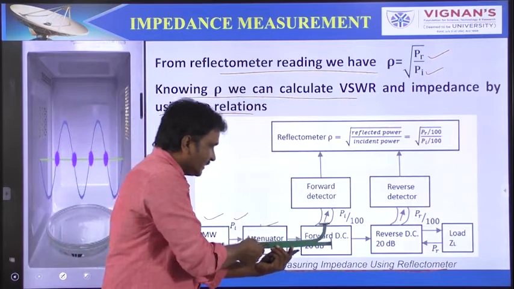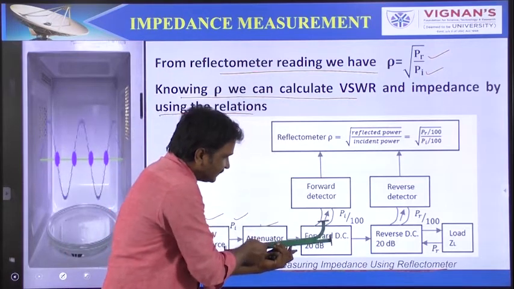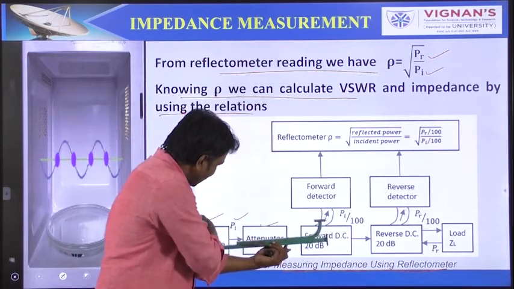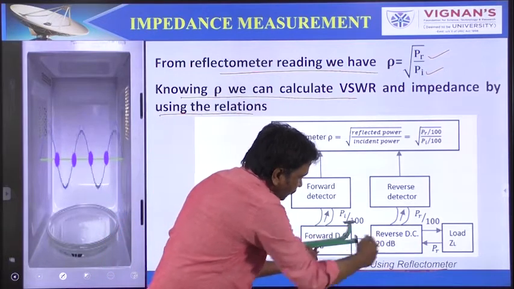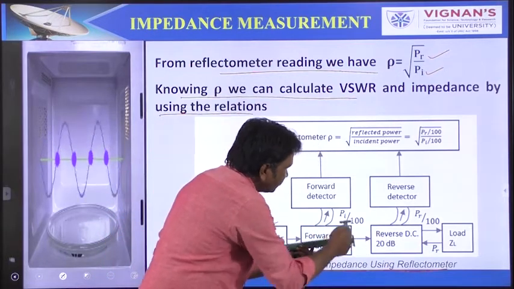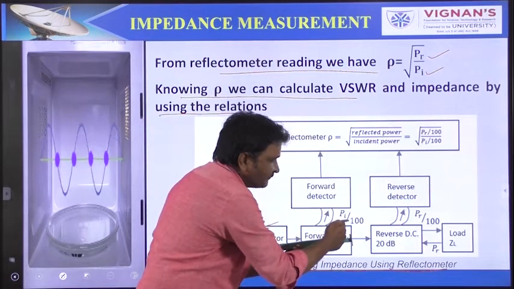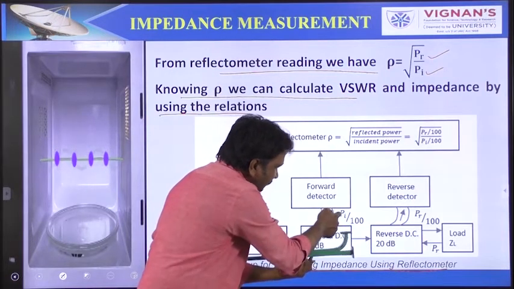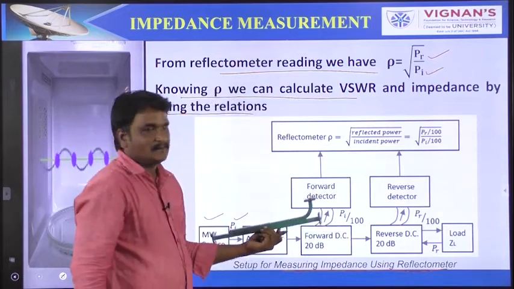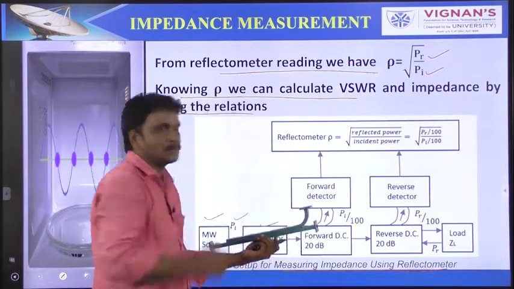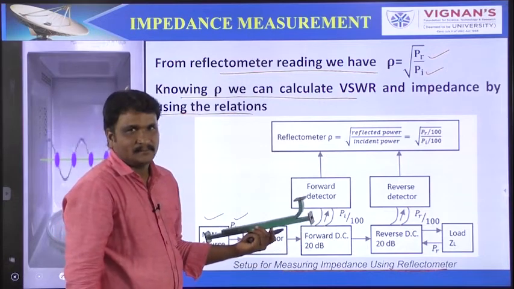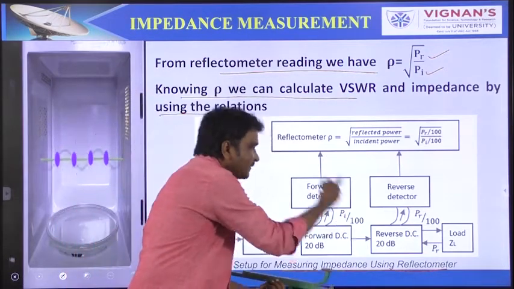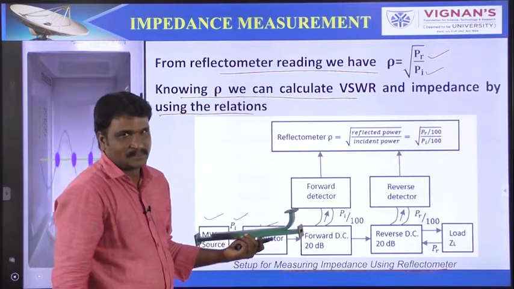Right? If we assume your directional coupler like this, if we apply input at this port, the maximum power comes out of this port, and a small amount of leakage power comes out of this port. That power is Pi by 100. That amount of power comes out of this port. That is fed to the forward detector. This forward detector receives this Pi by 100 amount of power.